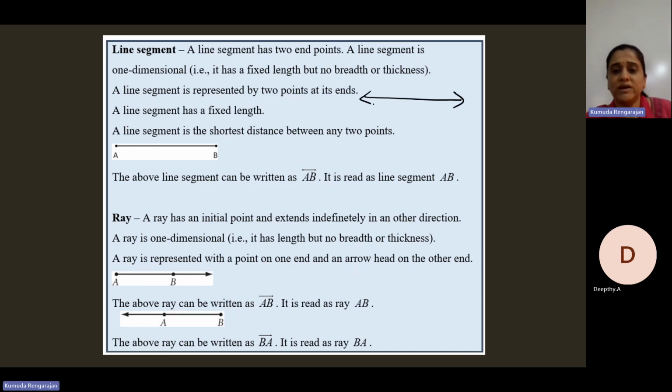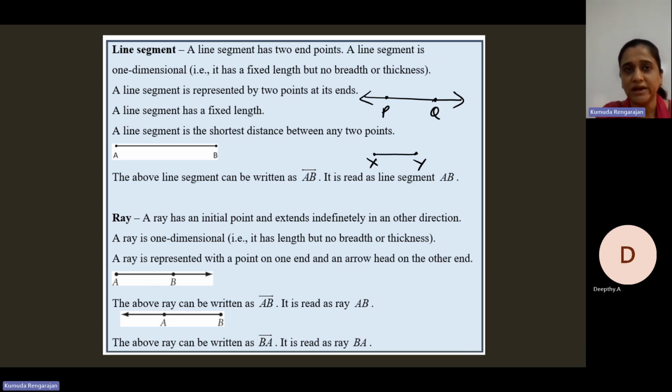But when we say line or line segment, it's the same. Line PQ or line QP is the same line. Line segment XY and line segment YX are both the same. Only in the case of a ray, it's different. Ray AB is different from ray BA. Ray XY is different from ray YX.